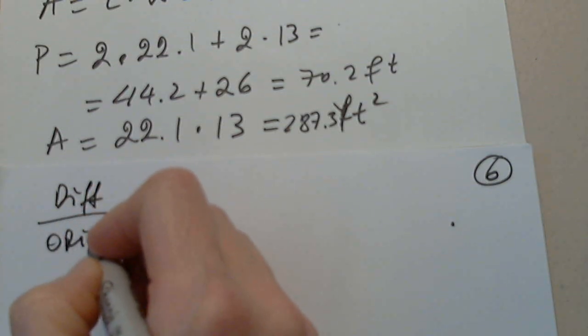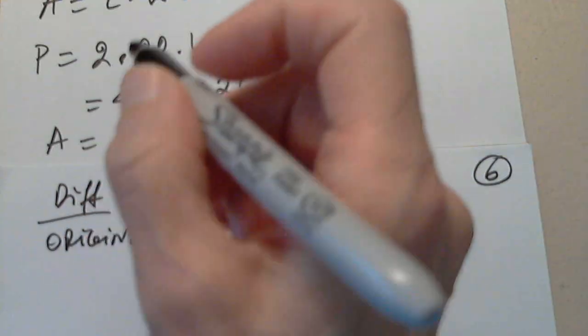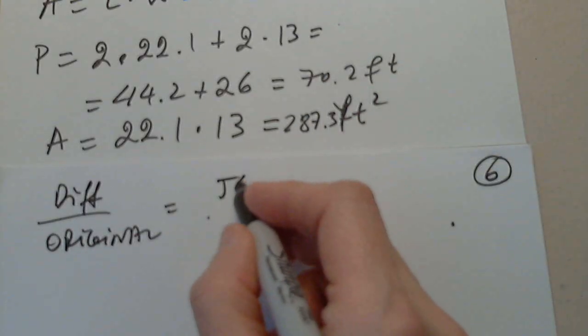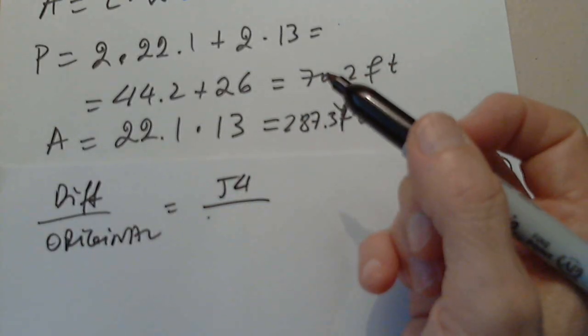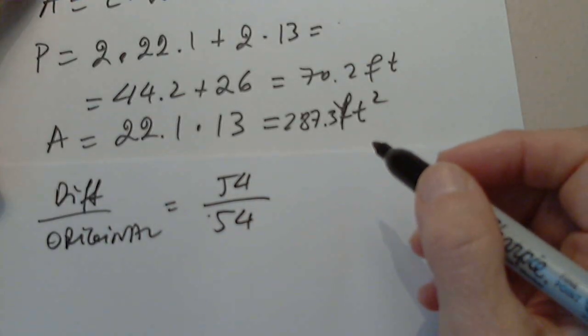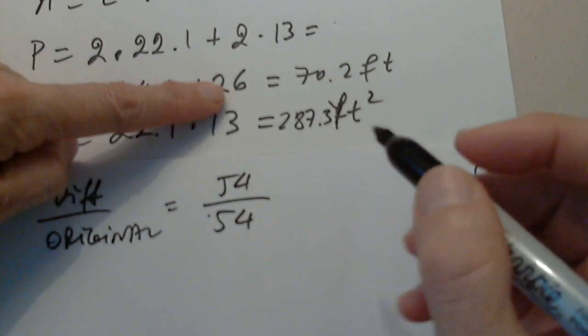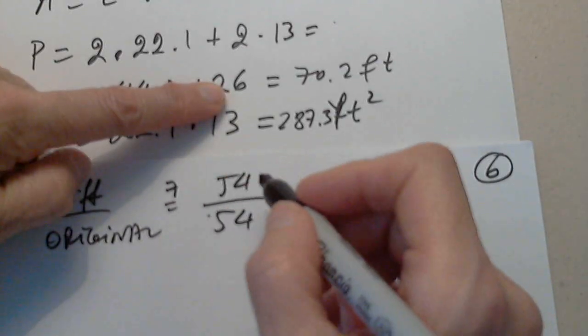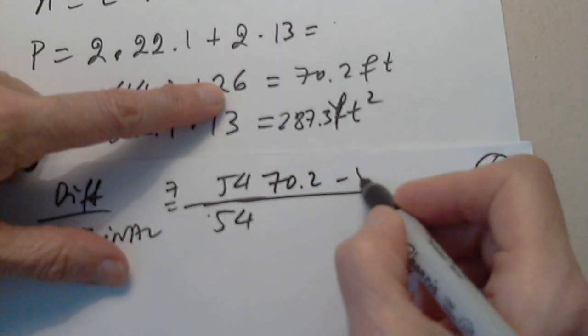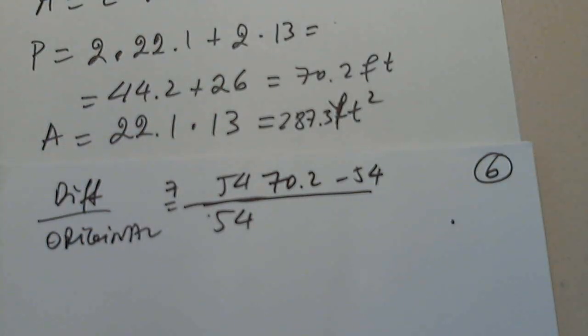with the original. And the original was 54. And I'm sorry, the original was 54. And the increase was 70. Let me write it again here. 70.2 minus 54. That's the increase.